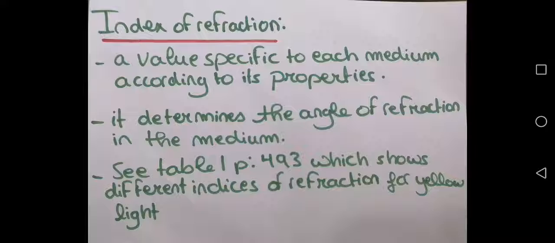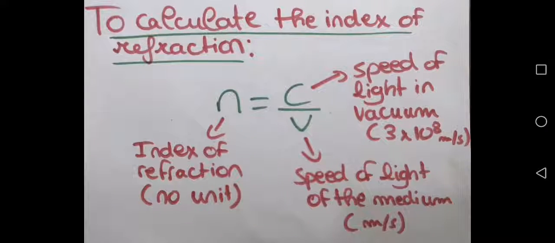Index of refraction. Index of refraction is a value specific to each medium according to its properties. It determines the angle of refraction in the medium. You can see table 1, page 493, which shows different indices of refraction for yellow light in different mediums. So, index of refraction is different for each medium, and it shows what the angle of refraction will be. To calculate the index of refraction of a medium, you need to know the speed of light in that medium.